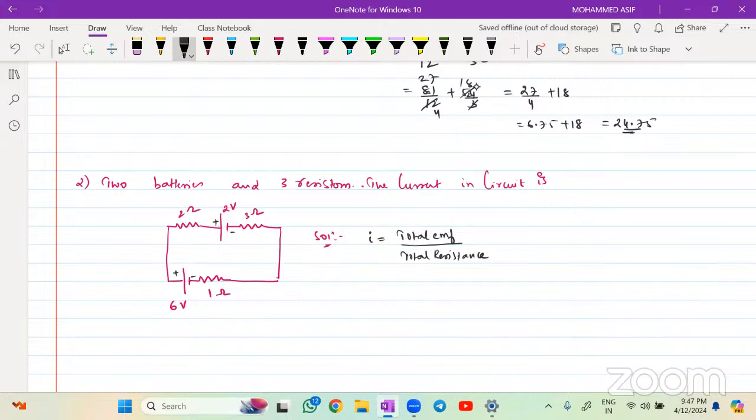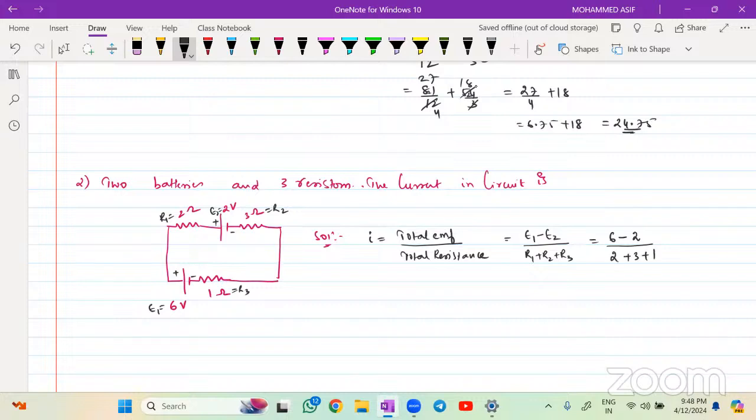R effective means what, beta? What is the combination? This is a series combination. So 2 plus 3 plus 1. So 2 plus 3 is 5, 5 plus 1 is 6. Total EMF will be equal to how much, beta? Higher EMF minus lower EMF. Let's say if this is your E1 and this one is E2. Positive is connected to positive, so it is E1 minus E2 divided by R1 plus R2 plus R3. Say this is R1, this one is R2, and this one is R3.